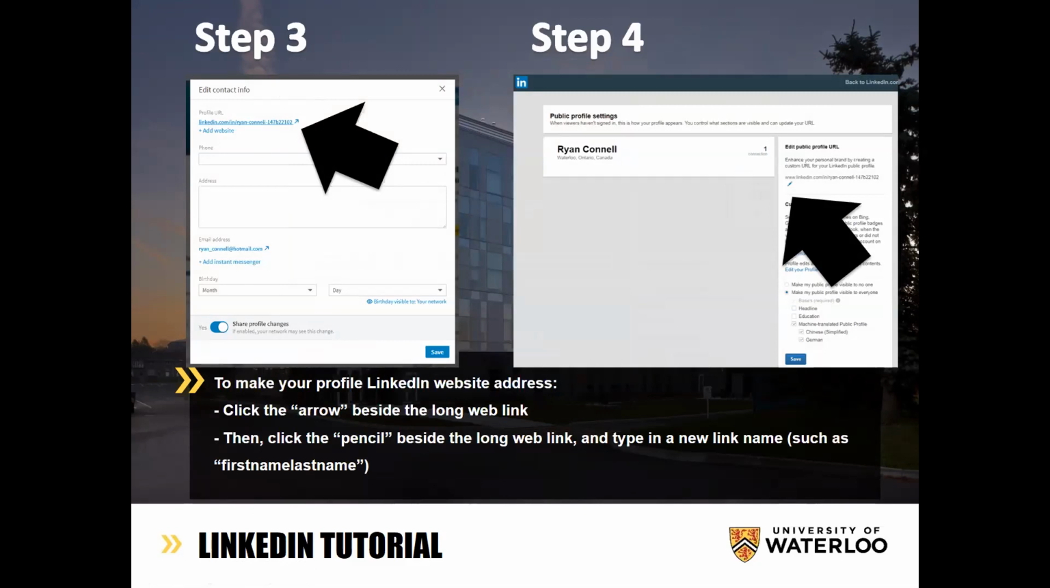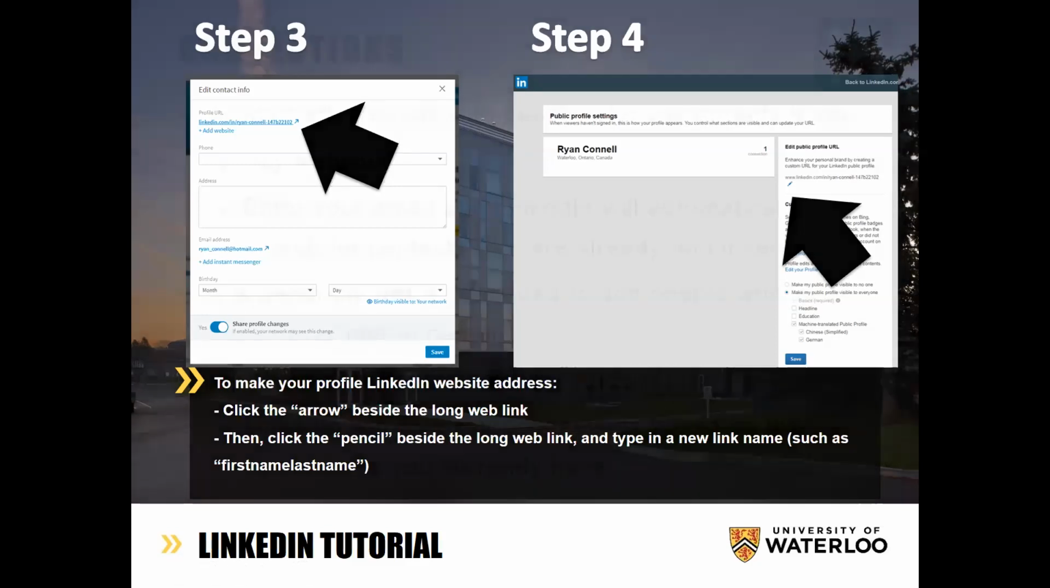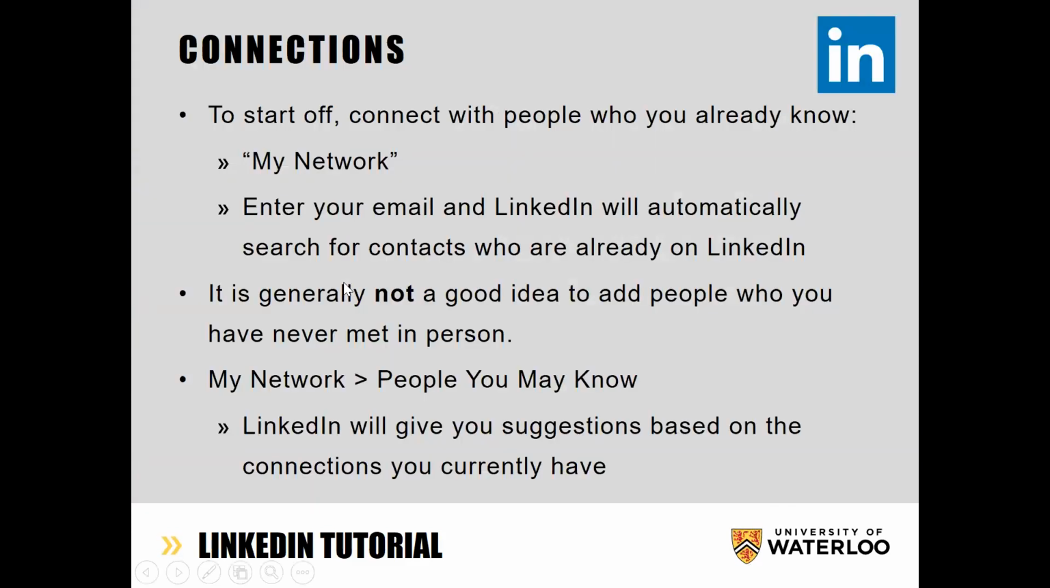So you click that arrow by the long web link, and then maybe change it to something that's mostly words, like mostly your name. So it could be first name, last name, or first name dot last name, or family name dot first name. So whatever your family name is, then maybe your first name. And if you have a middle name, even better, because that'll make it more unique. So once you've done that and updated it, you can add that link to your resume and share it with your connections. Which leads us to our next topic, adding people to your network.